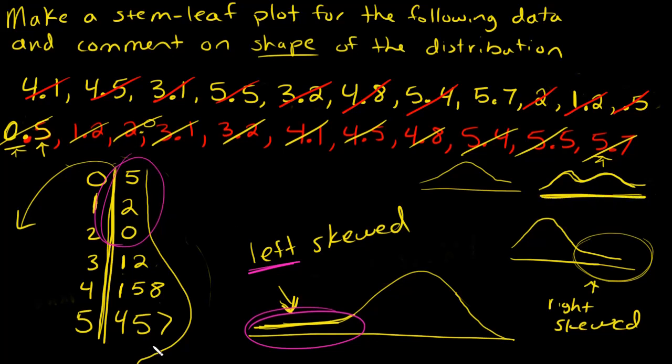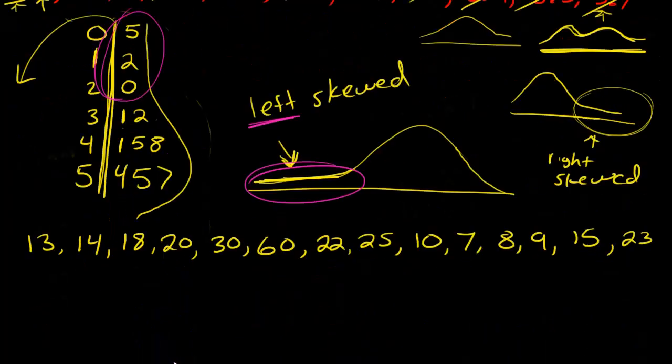Okay, you can see all of that in your stem leaf plot. And that's really what the stem leaf plot tells you. It gives you a really quick way to view the shape of a distribution. All right, let's do one more example.